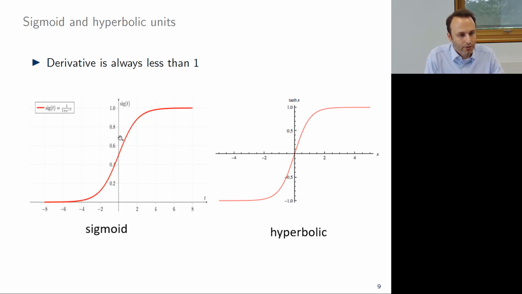any input that you put into these functions is going to be between 0 and 1 here. And the gradient, the steepest gradient of this is still at 0.5, is still less than 1. For the hyperbolic, it's between -1 and 1. And also here, the derivative is always less than 1.